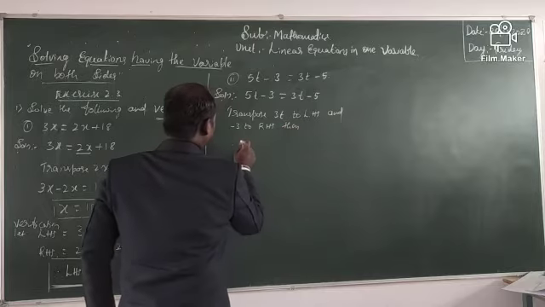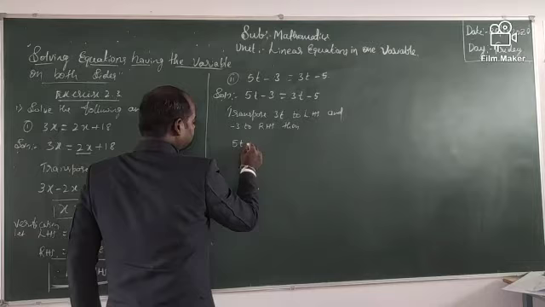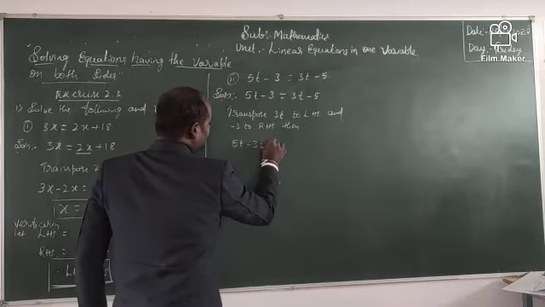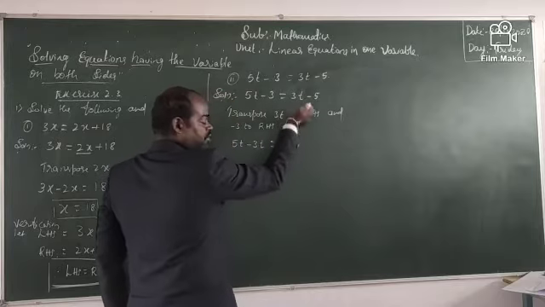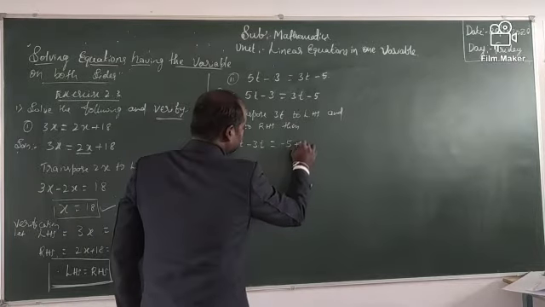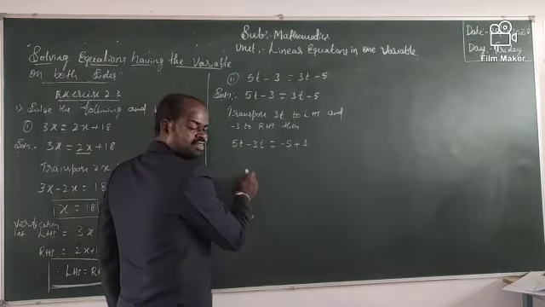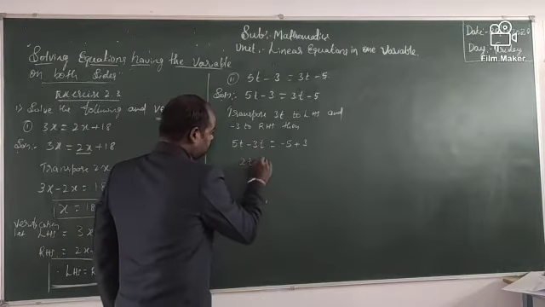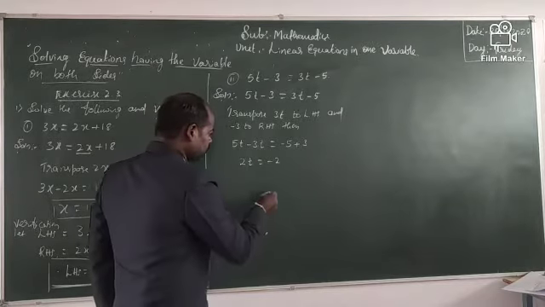Then it will become 5t. If you bring this one here to the left side it is minus 3t, which is equal to minus 5. If you transfer this one, minus 3 becomes plus 3. Okay, then 5t minus 3t is 2t, equal to minus 2.